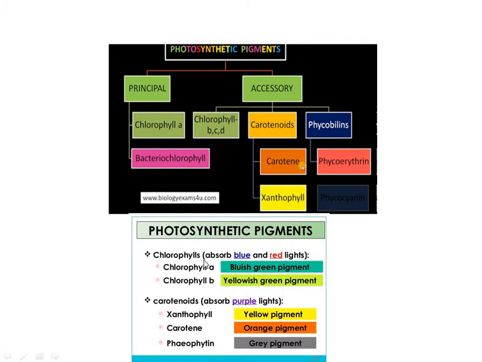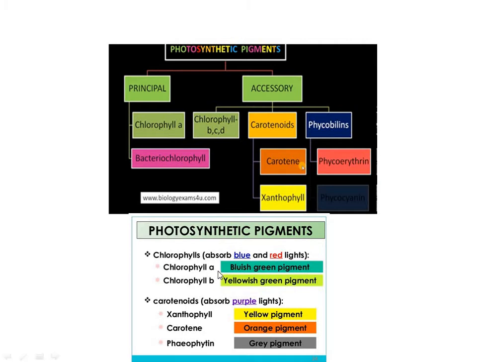Among the photosynthetic pigments, chlorophyll A is the principal pigment, while chlorophyll B, C, D, as well as the carotenoids, are the accessory pigments. They absorb light energy from the visible spectrum and send it to the reaction center of chlorophyll A. Apart from the light energy absorbed by the accessory pigments, the principal pigment, chlorophyll A, is considered the reaction center of photosynthesis. It absorbs the radiant energy from the visible spectrum and uses it for photosynthetic activity.